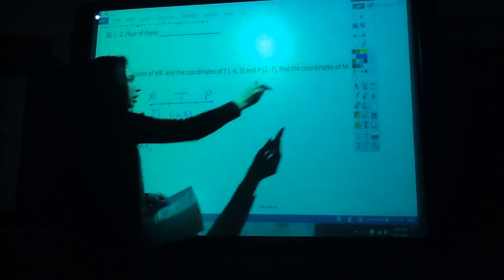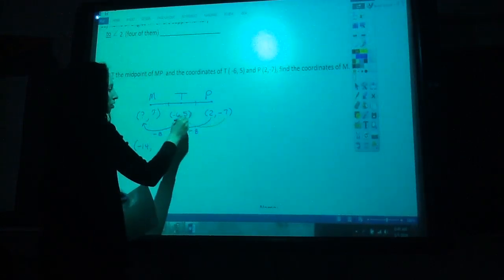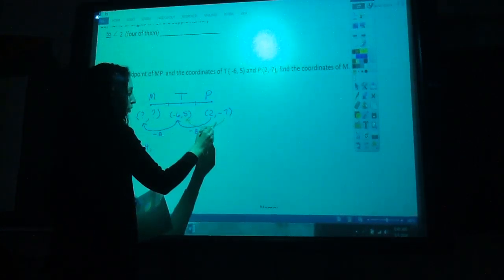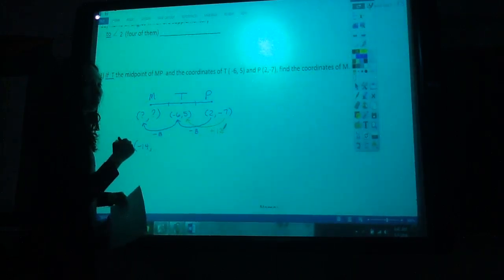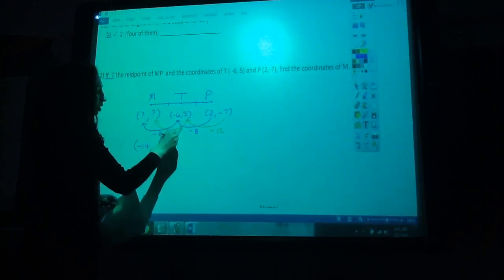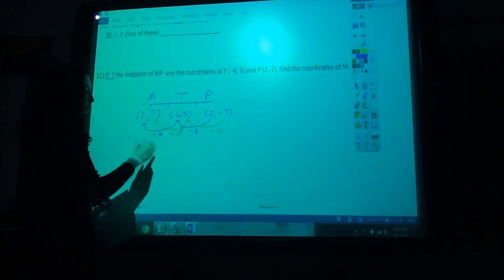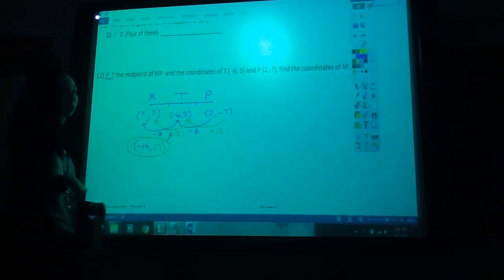To go from, and I'll use a different color so that way you guys can see it a little easier, to go from negative 7 to 5, I have to add 12. Okay? And then to go from 5 back again, I got to add 12 again. So 5 plus 12 is 17. Your answer is that M is equal to negative 14, 17.